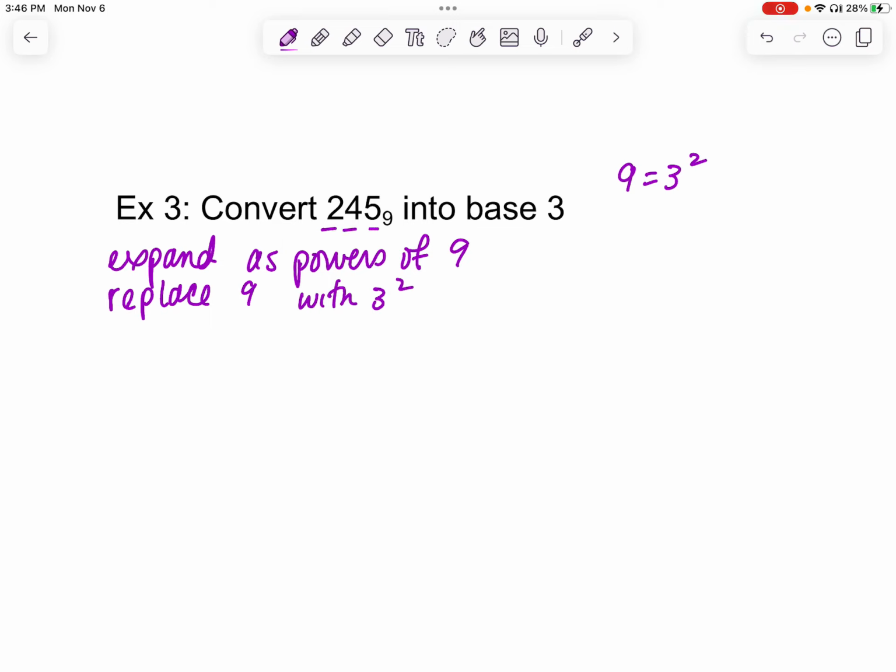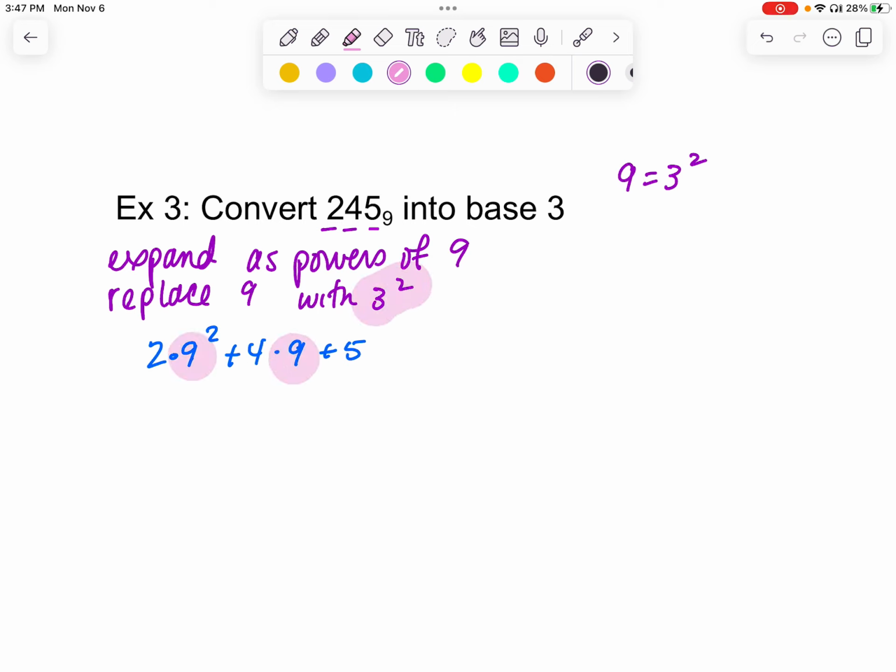All right, so again, we have 3 places, which means that our highest power is going to be squared. So I have 2 times 9 squared plus 4 times 9 plus 5. And I'm going to go ahead and replace each of these 9s with a 3 squared. So now that will give me 2 times 3 to the 4th plus 4 times 3 squared plus 5.